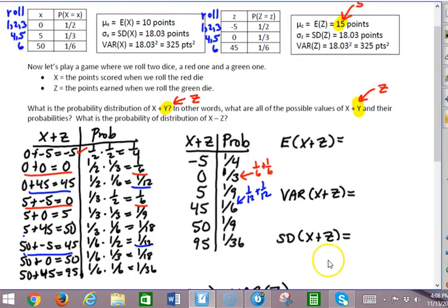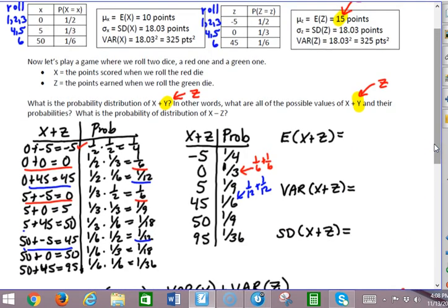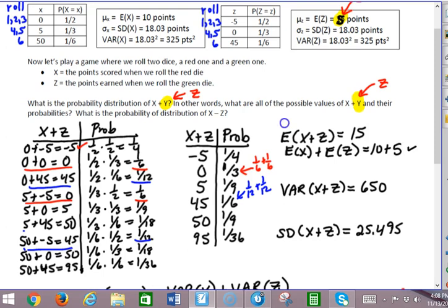So I'm going to go fill in those. So from the calculator, we get these values. This is 15, this is 650, and this is 25.495. Now, if you look up at our values up here, 15 makes perfect sense because remember we changed this number to a 5 here. This is not a 15, it's a 5. The expected value of x plus the expected value of z would be 10 plus 5. So that makes perfect sense that that's 15. Okay, that is very understandable.